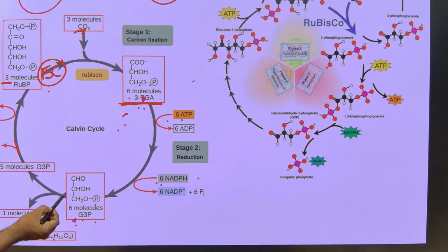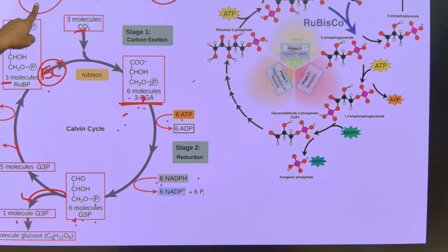Now out of 6 molecules of G3P, how many G3P are coming out? 1 molecule. Tell me, 1 G3P means how many carbon? 3 carbon. Glucose is how many carbon? 6. So can I use the statement that by using 1 molecule of G3P I can produce half glucose? Yes. Correct? So to produce half glucose the cycle has to turn 3 times.